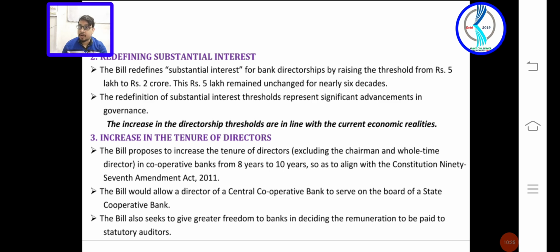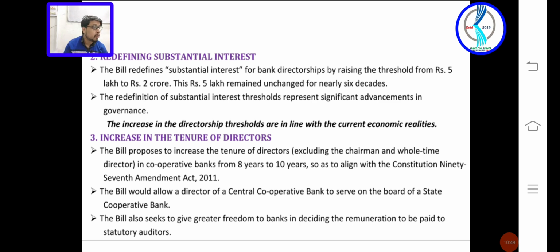Because 5 lakh money I hold in the SBI account, in that same branch. So the RBI, our government, increases this amount from 5 lakh to 2 crore. If anyone holds 2 crore money in any bank, that time he will not become director. Otherwise, he will become director.